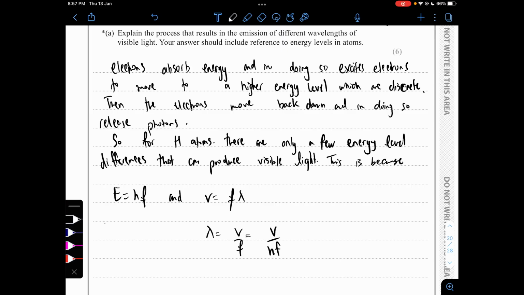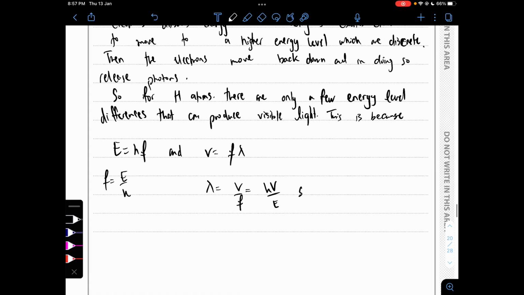Oh, is this f? No, f is E over h. So let's cross: this would be E, and this would be h, and this goes up. Since they're only discrete energy levels, only certain lambda are emitted, because we only have certain energy levels. Okay, so let's move on.